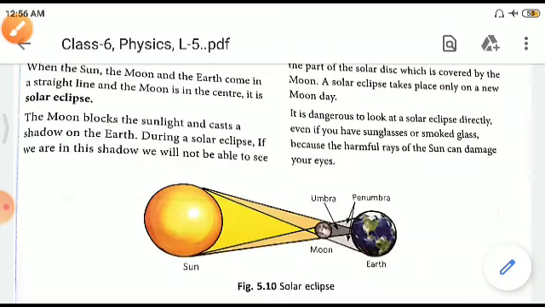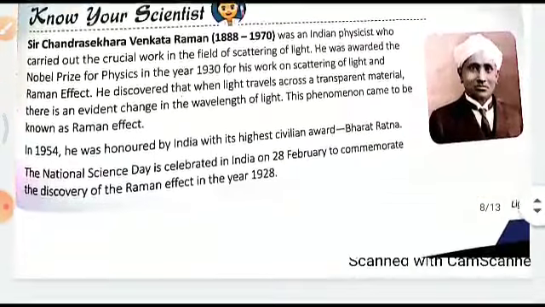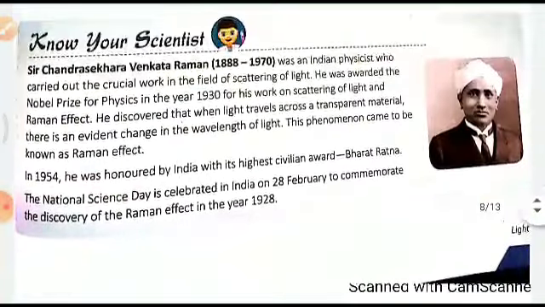That is dangerous to look at the solar eclipse directly, even if you have sunglasses or smoke glasses, because harmful rays of the sun can damage your eyes. Right? So, it's very harmful, very dangerous to view the solar eclipse.